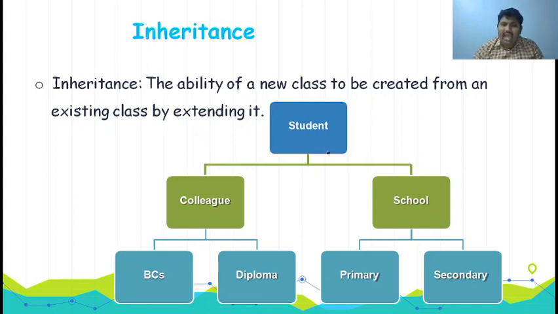See here, I have one main person called a student. The student is attending school, and the school may be primary and secondary. He may study BCA or diploma, but he is only a student itself. So from the student class, I created a subclass called college class, and created another class called school. The properties of student can be inherited to the school and also to the college. The same can also be inherited to BCA and diploma.